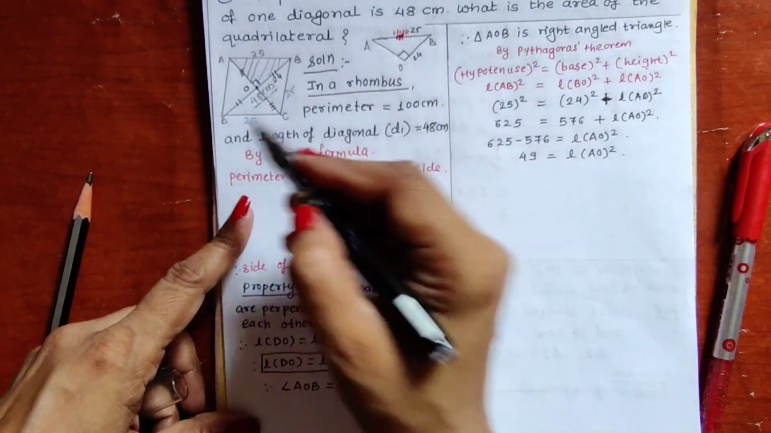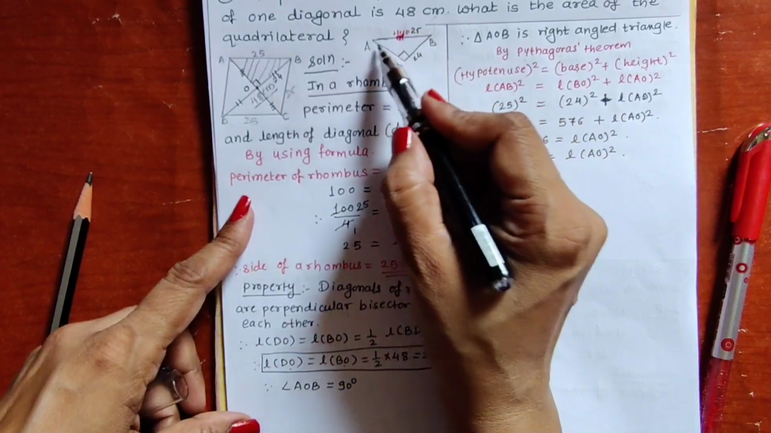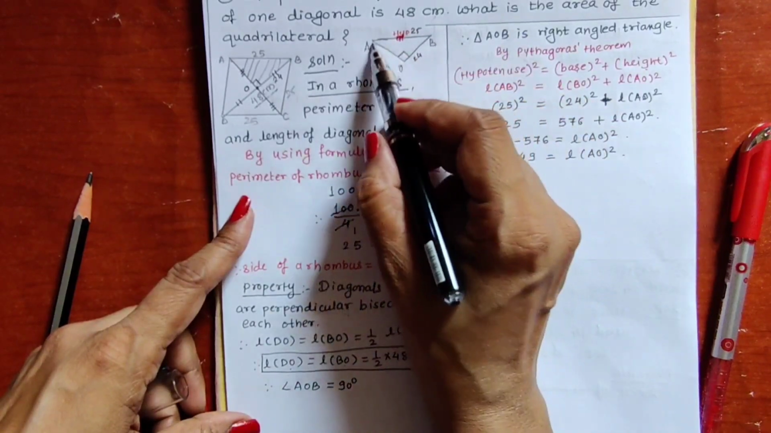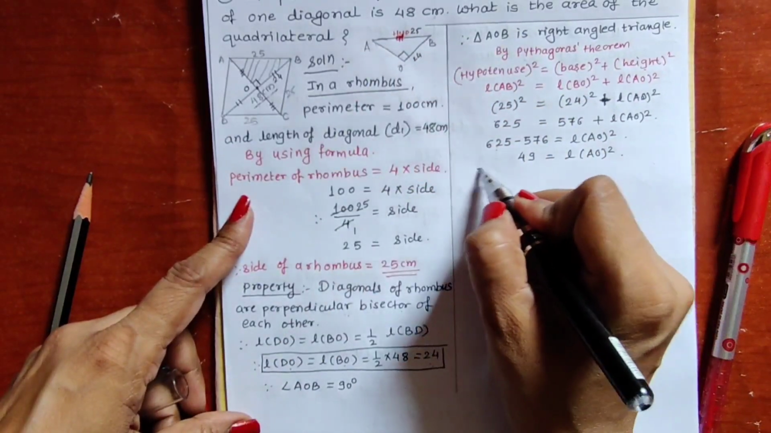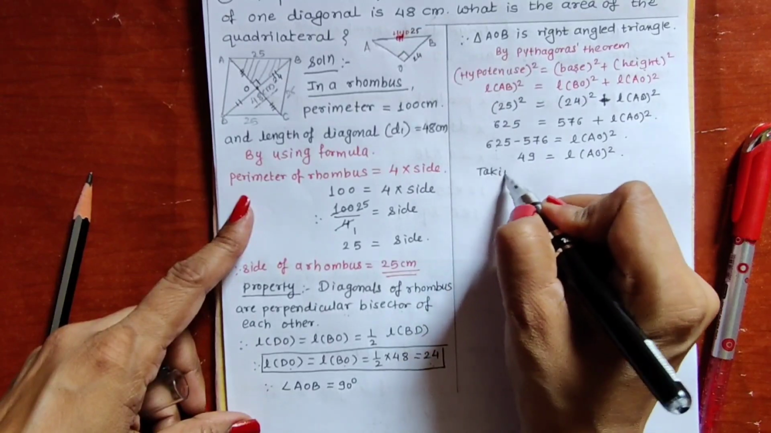Now we are getting AO square, the square of this AO. We require only AO. So what should be done? Taking square root of both the sides.